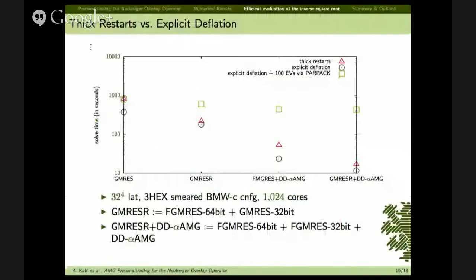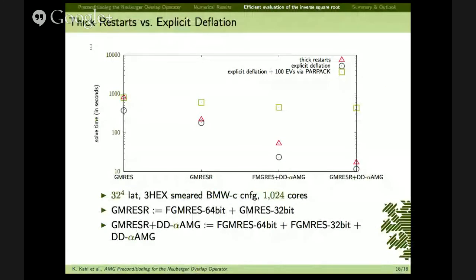Okay. Good. And now the last comparison: we wanted to accelerate our calculations further, and we wanted to compare explicit deflation with these thick restarts, and this is what we see here. Now let's assume we want to deflate 100 eigenvalues in our calculation. Then of course we have a fixed amount of time which goes into the calculation of the eigenvalues and eigenvectors that we want to deflate.